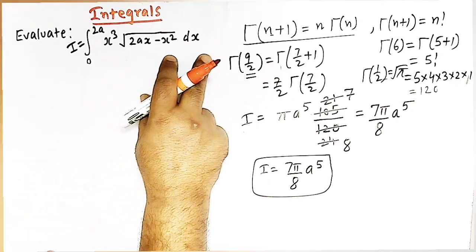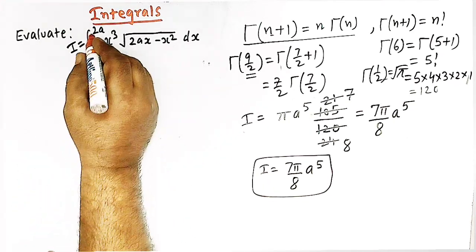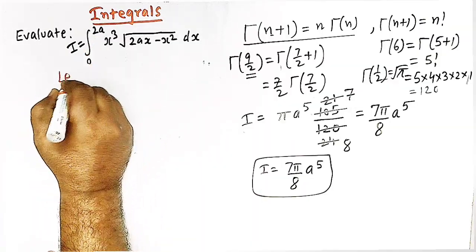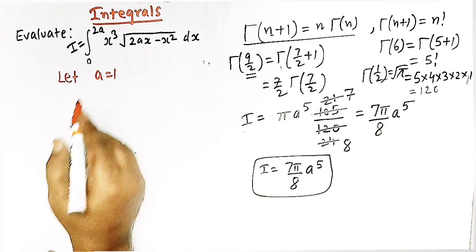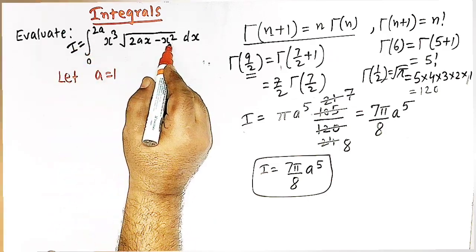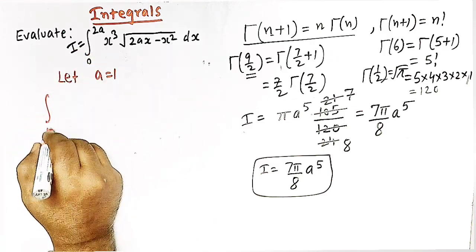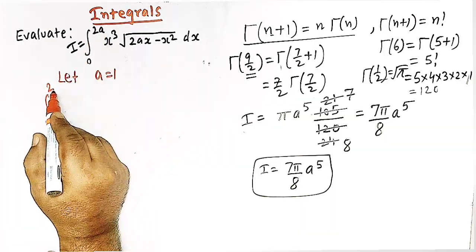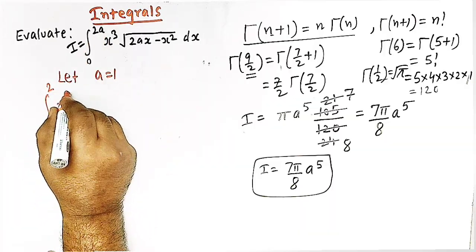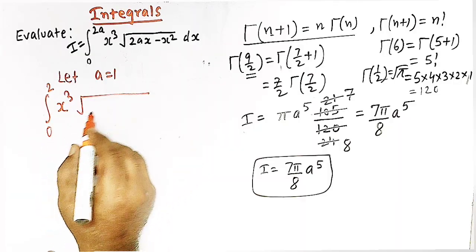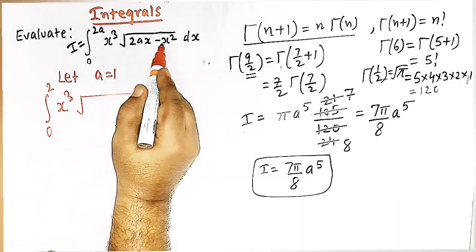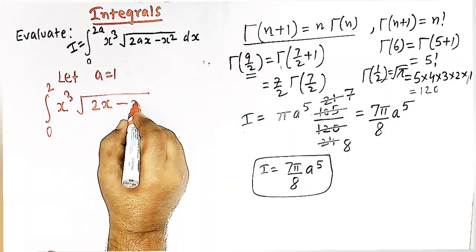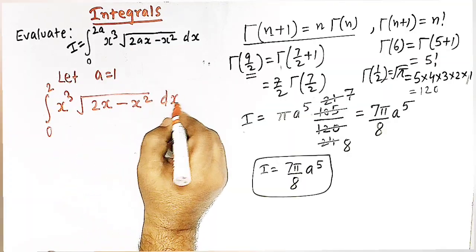So now here we can make an important deduction by taking a special value of a. Suppose we take a is equal to 1, right? Then we have this integral that is 0 to 2, because we are taking a is equal to 1. So 2 times 1 is 2. Here we have x cube, and square root of 2ax minus x square. So a is 1. So here we have simply 2x minus x square and dx.